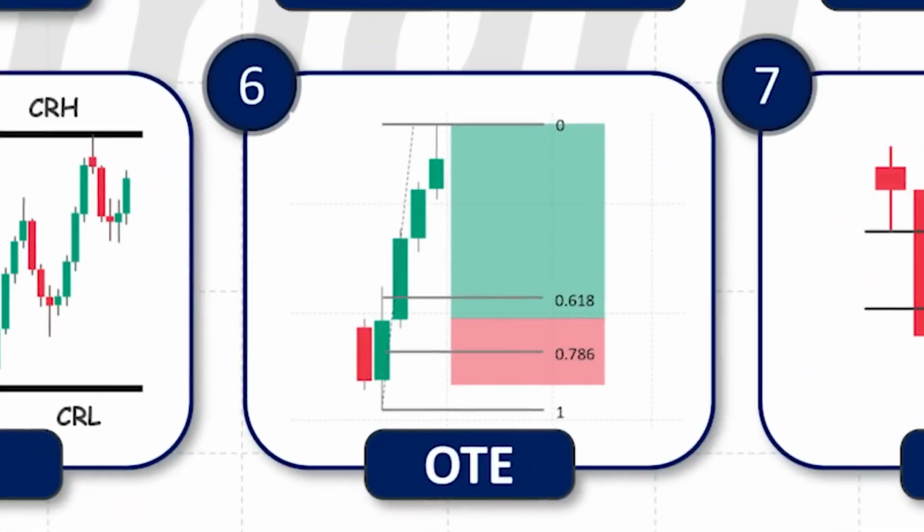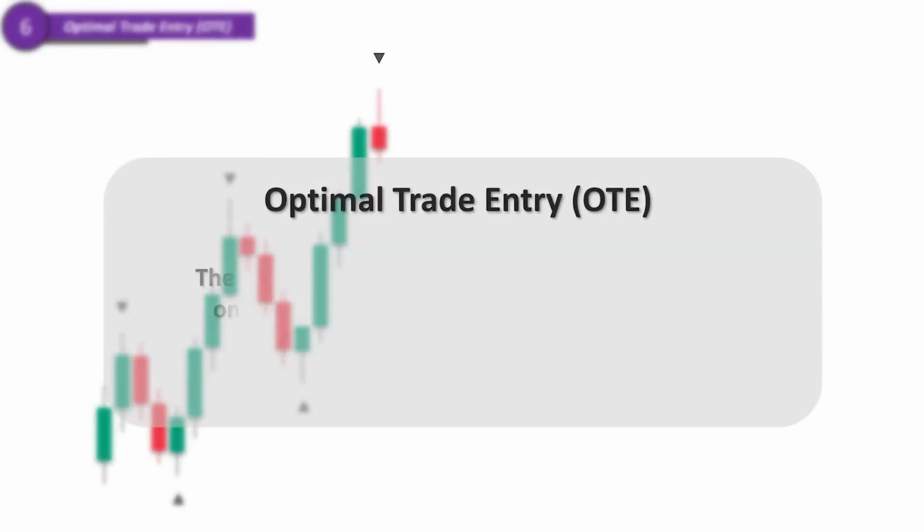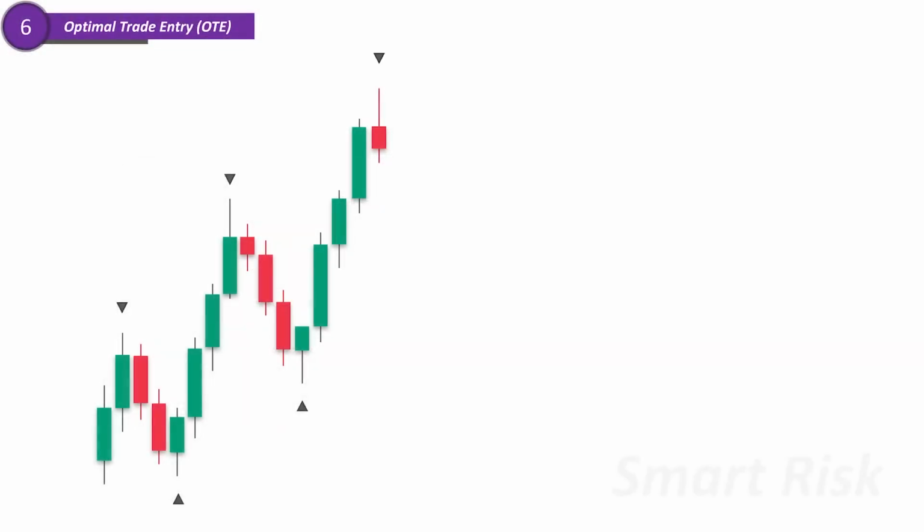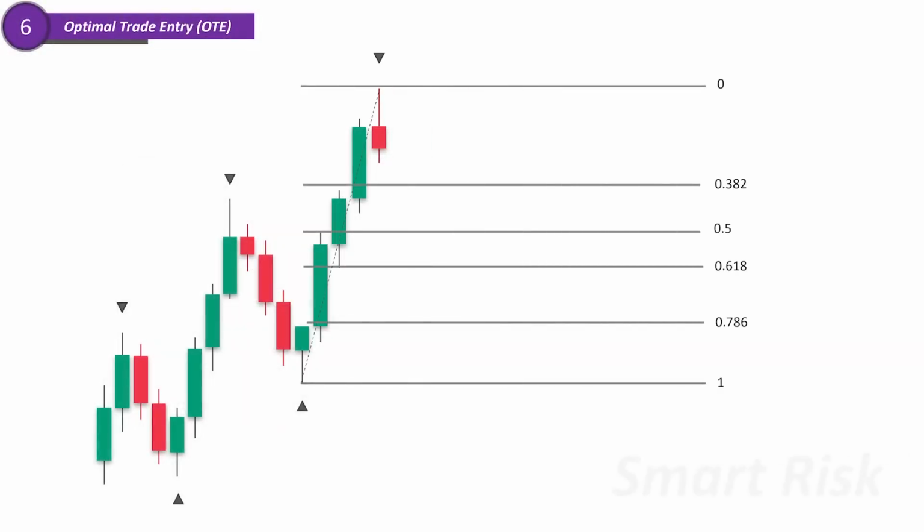Number 6. Optimal trade entry. The optimal trade entry, OTE, is a trading concept based on Fibonacci retracement levels that focuses on finding the best correction zone to trade. In a bullish scenario, we apply the Fibonacci levels from the start of the swing low to the recent swing high to find the best entry zone. Several important Fibonacci levels will appear on the right, but the optimal trade entry suggests that the zone between 0.786 and 0.618 is our best area to enter a trade.